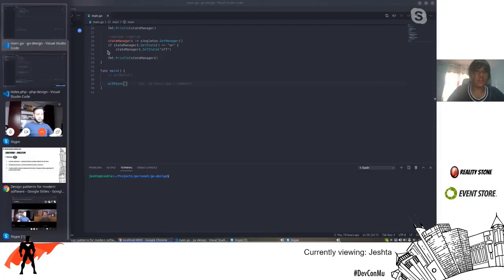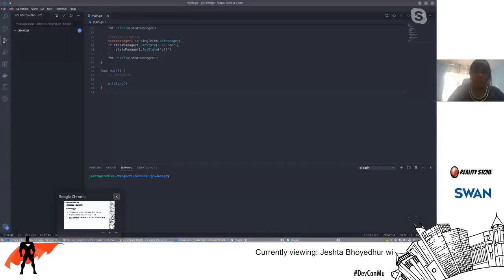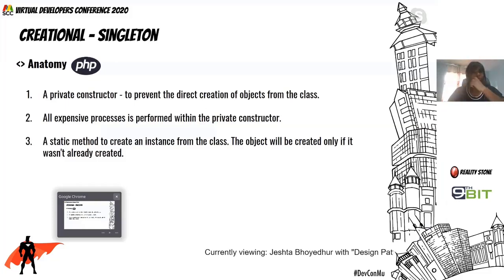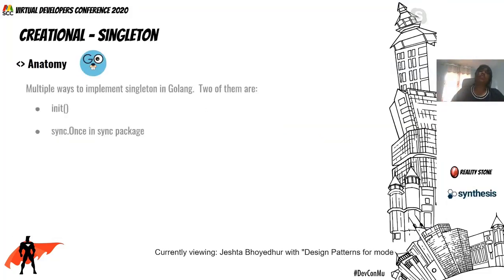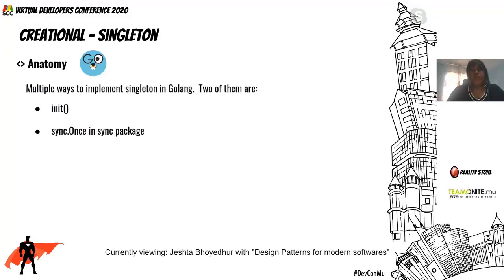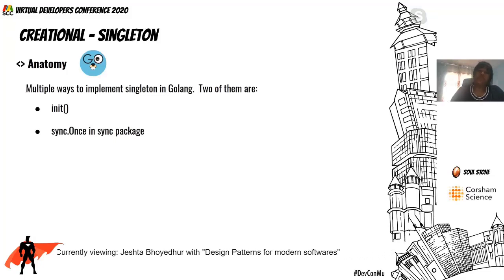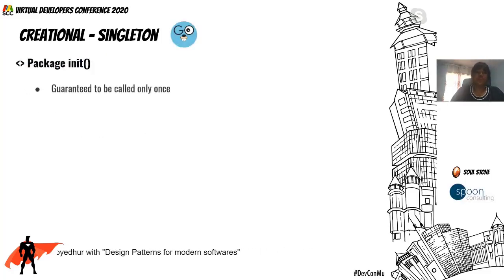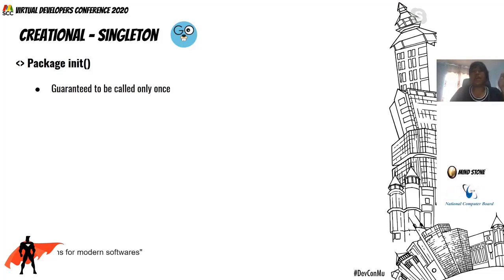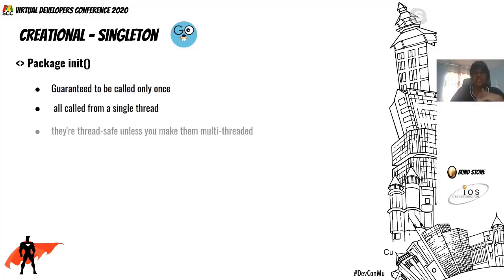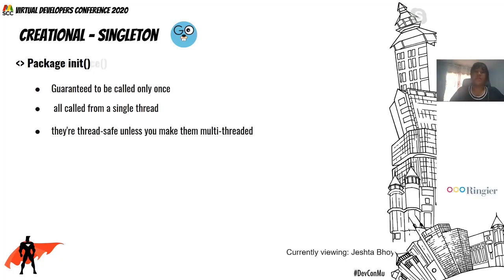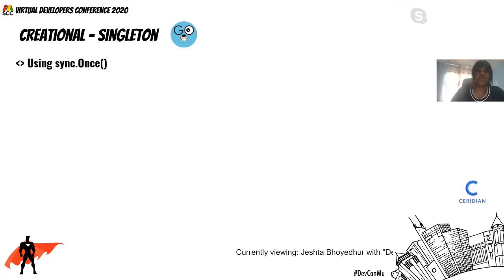Next, we will do it in Go language. Now, in the anatomy for Go, there are multiple ways to implement a singleton. Two of them are init and the second is sync.Once in the sync package. The package init is guaranteed to be called only once, as it will be run when it is building. All calls are from a single thread, and lastly, they are thread safe unless you make them multi-threaded. And the second one is sync.Once.